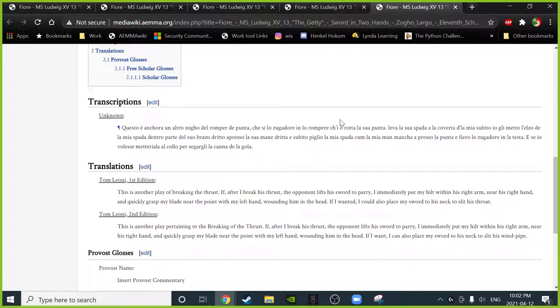This is another play pertaining to the breaking of the thrust. If after I break the thrust, the opponent lifts his sword to parry, I immediately put my hilt within his right arm, near his right hand, and quickly grasp my blade near the point with my left hand, wounding him in the head. If I want, I can also place my sword to his neck and slit his windpipe.